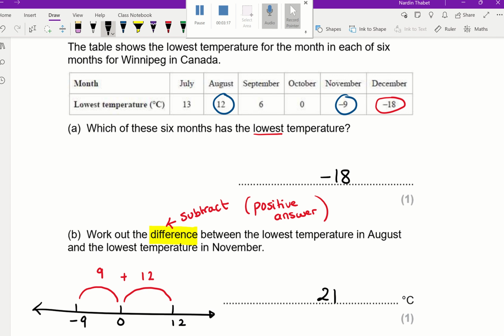The difference is 21. Now, if you were doing a subtraction, you would either do negative 9 minus 12, and it will give you negative 21, and you still need to write a positive 21 here, or you would go 12 minus negative 9, and that will give you a positive 21, because the negative and the negative in this situation gives you a plus. So these are 3 different ways that you can think of to work out this question.